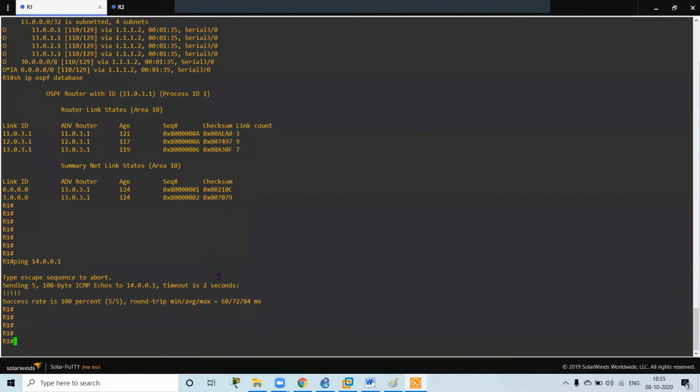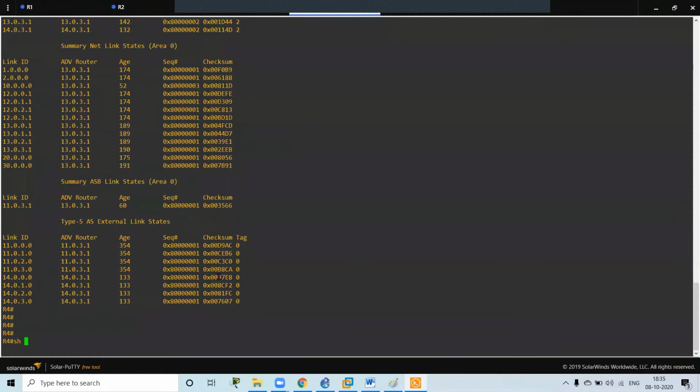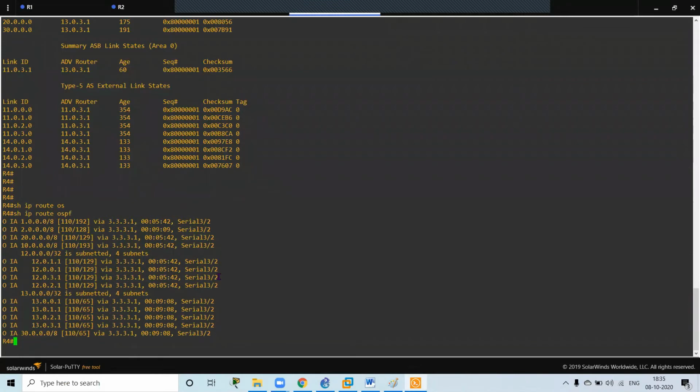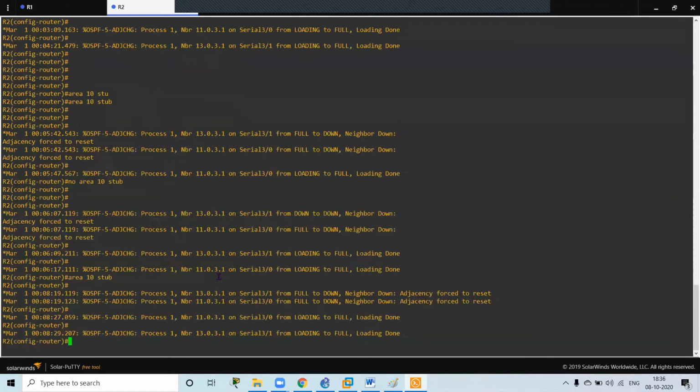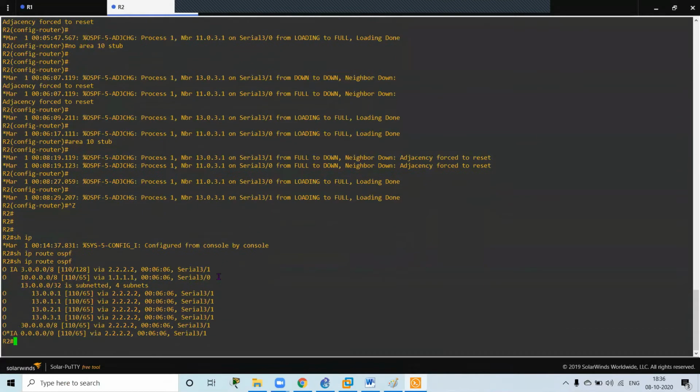I can reach the 14 dot network. If I go on R4 and check show IP route OSPF, I'm having 1 dot, 2 dot, 20 dot, 10 dot, 12 dot, 13 dot and 30 dot network. Let me go to R2 and show IP route OSPF. This is the internal router for area 10, so it will be having a default route configured. And on R3, I have already shown you.